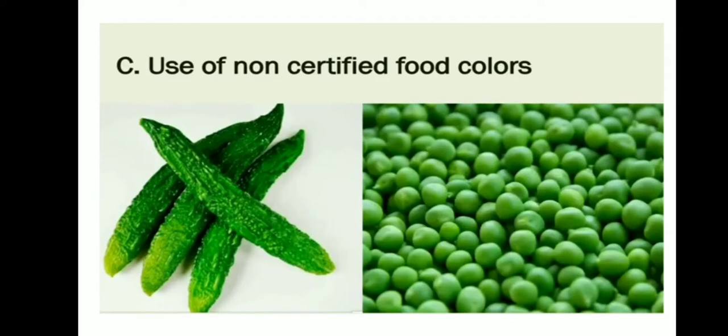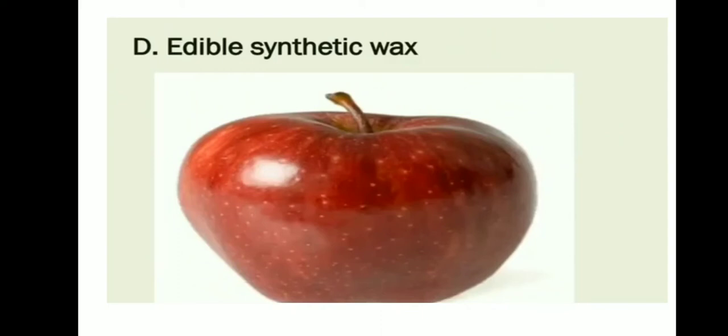So this non-certified food colors containing chemicals like metallic lead and are used to give colors to the vegetables like green leafy vegetables, bitter gourd or green peas, etc. These colors are added to give a fresh look to vegetables, but we may not know it. And next, edible synthetic wax like shellac or carnauba wax is coated on the fruit, especially for apple or pear, to give shining appearance. See, nowadays the apples what we are getting are shiny in nature. This is nothing bad, it is coated with wax. Why it is done so?